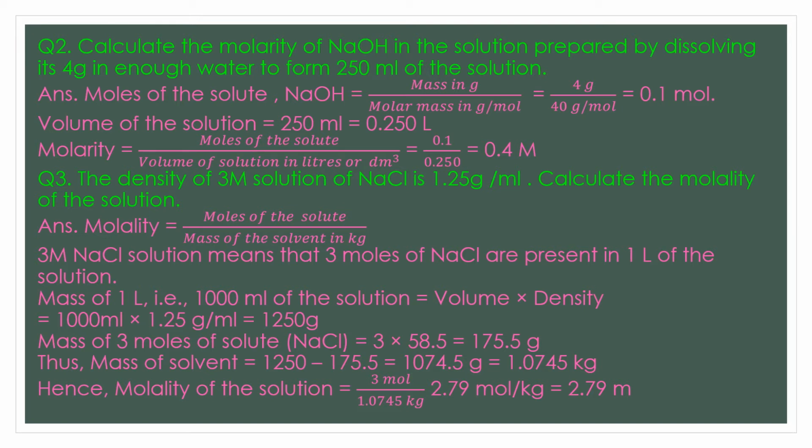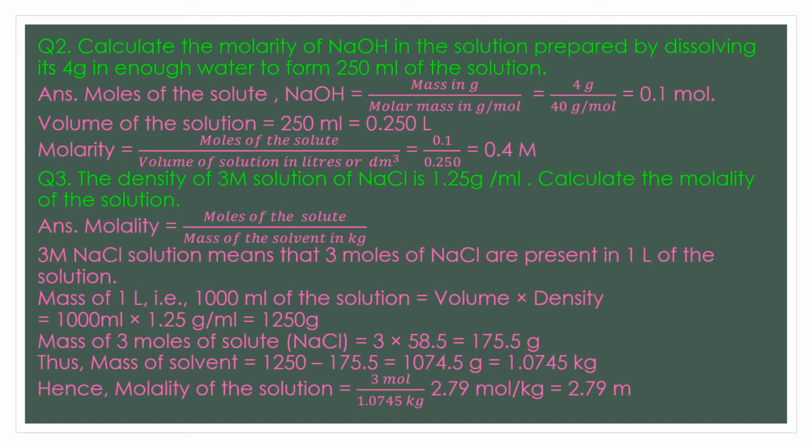So 3 molar means that. So the mass of 1 liter, that is 1000 ml of the solution, will be equal to volume into density, as we know density is equal to mass by volume. So we get the mass of 1 liter as 1000 ml into 1.25 gram per milliliter. That gives us 1250 grams. So this is the mass of 1 liter.